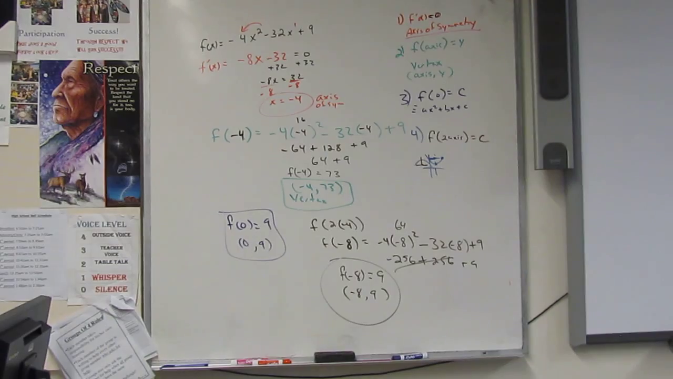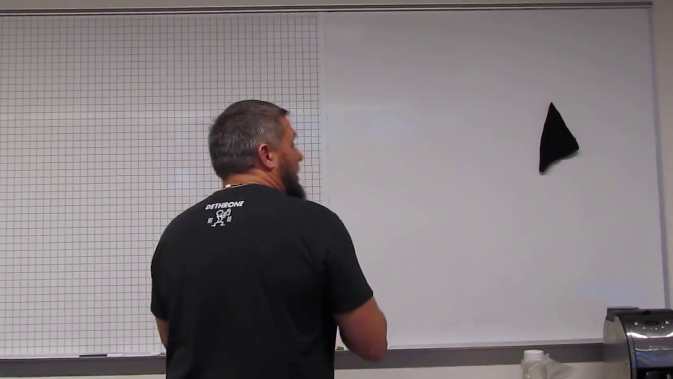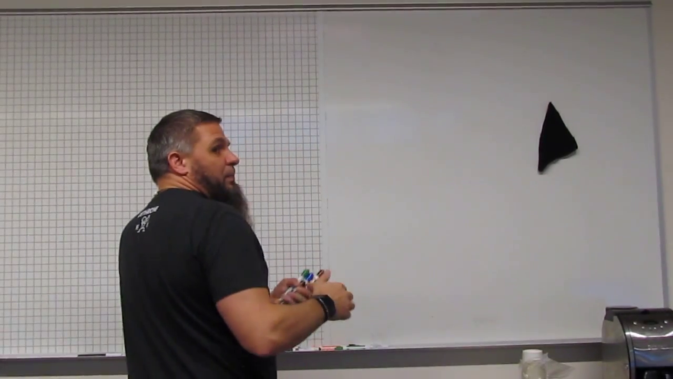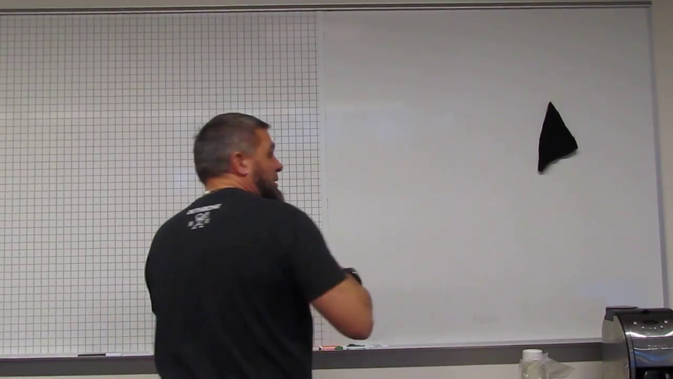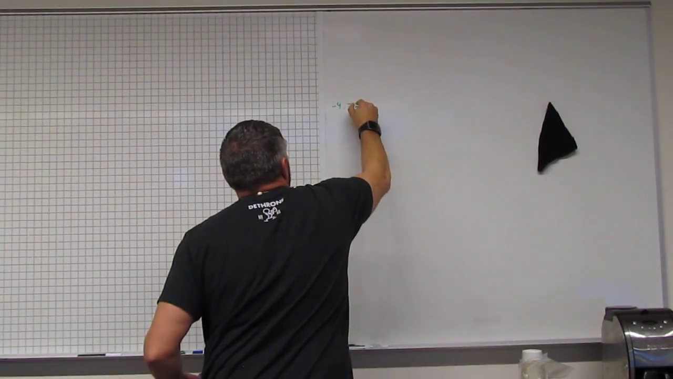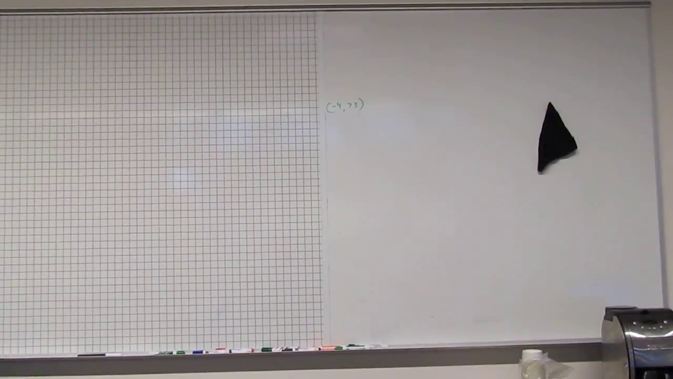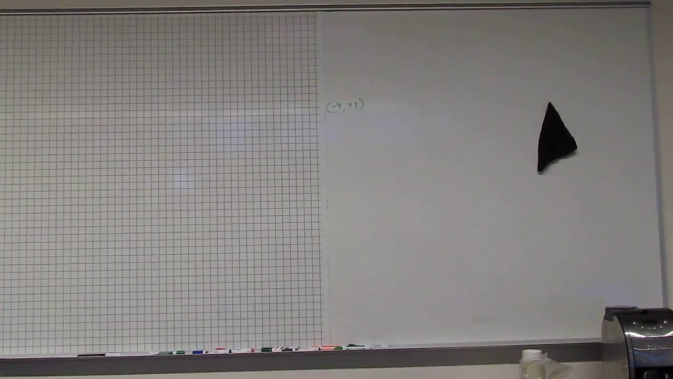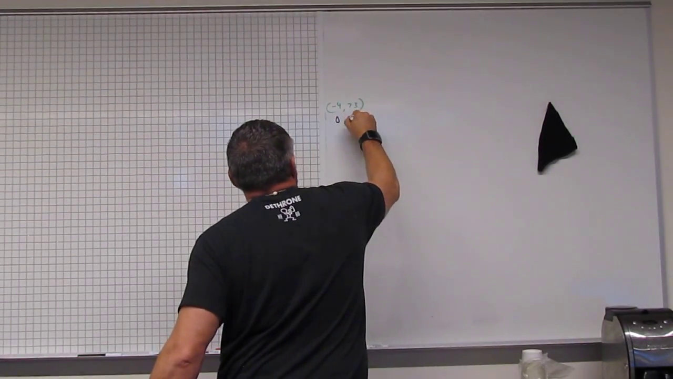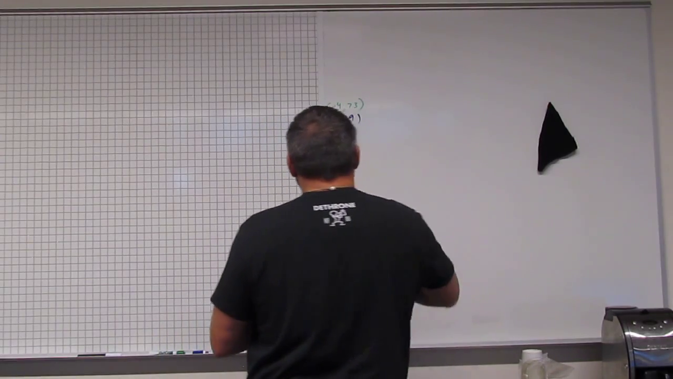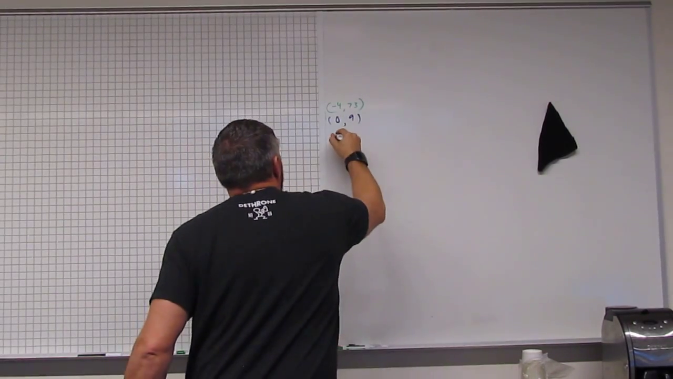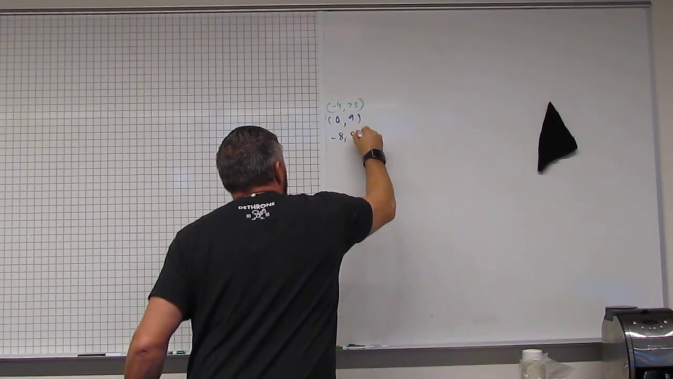Absolutely. So let's graph. We have a couple of points we need to put up here. First of all, let's do the green. That's -4 and 73. Then we have the purple. It's 0 and 9. Then we have the black. I was about to say, if you guys say -8 and 9, you know it's recorded, right?